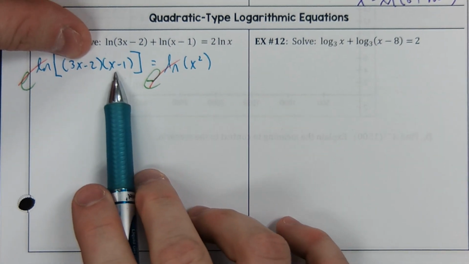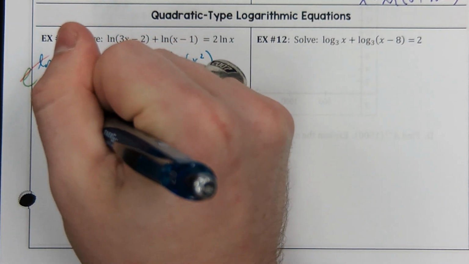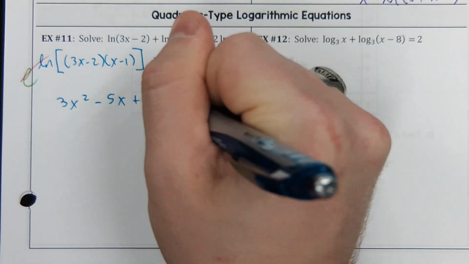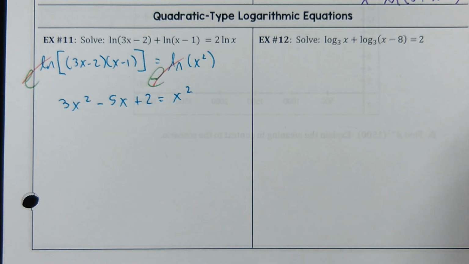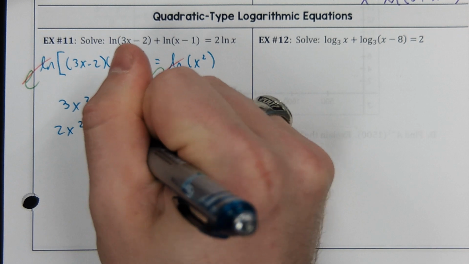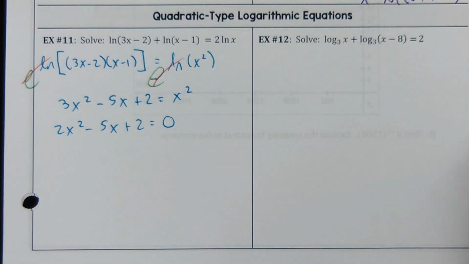When you do the distribution process here, since this is AP, I'm assuming you all know how to distribute, you will get 3x squared minus 5x plus 2 equals x squared. And you cannot solve a quadratic unless it's equal to 0. So subtract x squared. That gives us 2x squared minus 5x plus 2 equals 0. And lucky for us, this does factor.